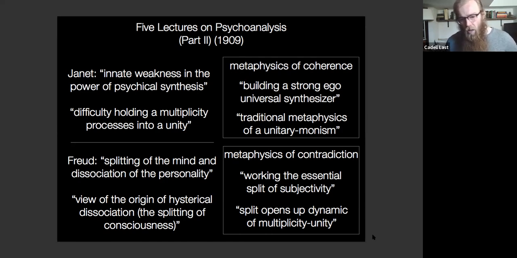So what I would say here on the right-hand side, I just sort of have an idea here of what the consequences of the difference of these theories are. I think that Janet's theory would lead us to this idea of, again, building a strong ego and emphasizing a sort of synthesis of the personality. Whereas with Freud, I think you have more the metaphysics of contradiction, where you're working with the split of subjectivity as opposed to trying to synthesize a multiplicity into a unity necessarily. You're trying to work with the very split of subjectivity itself.